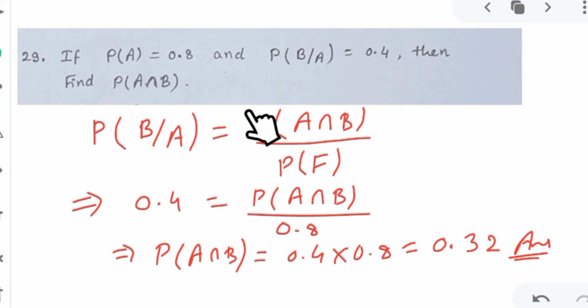These are very easy questions. You just have to remember this formula. This is the conditional probability formula. Probability of B when A has already occurred will be probability of A intersection B divided by probability of A. Here, probability of A means 0.8. Correct? Okay, so I hope you understood.